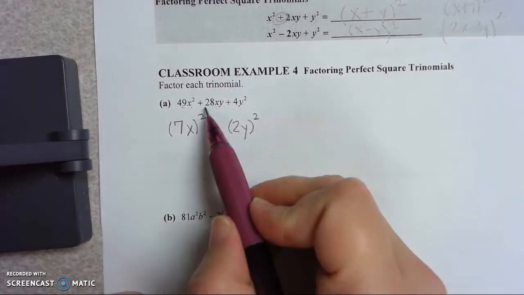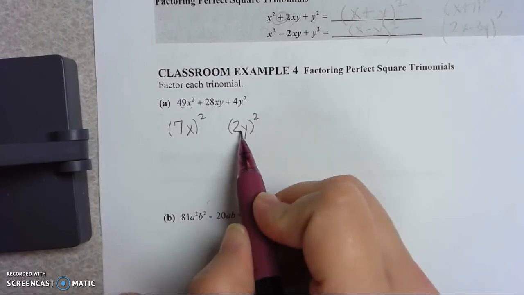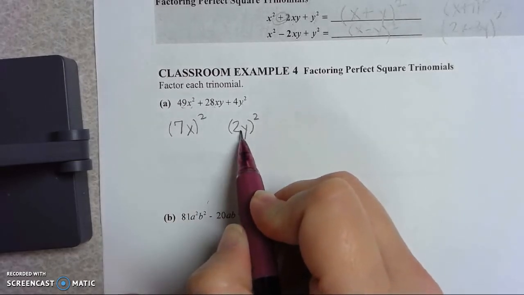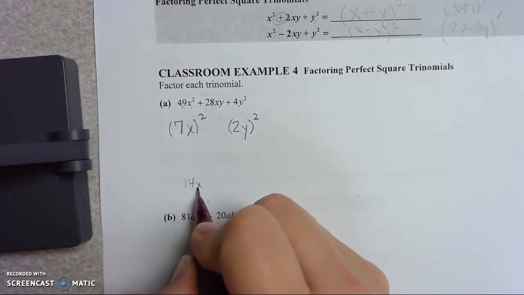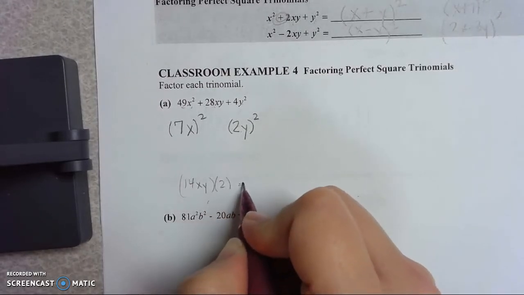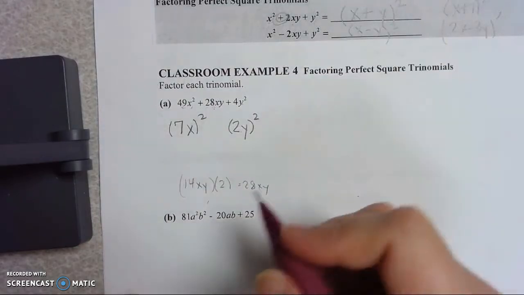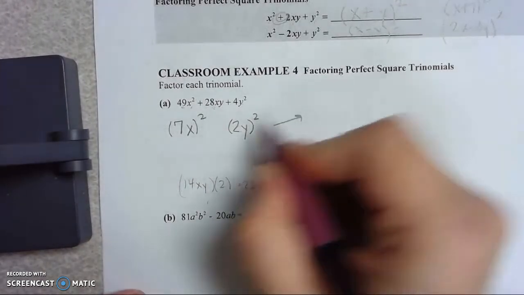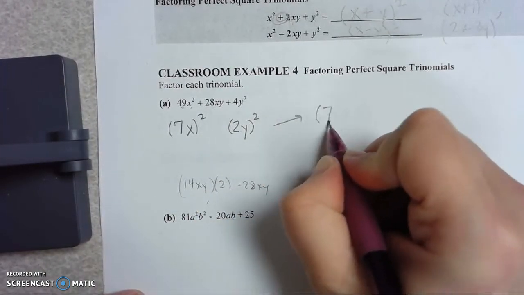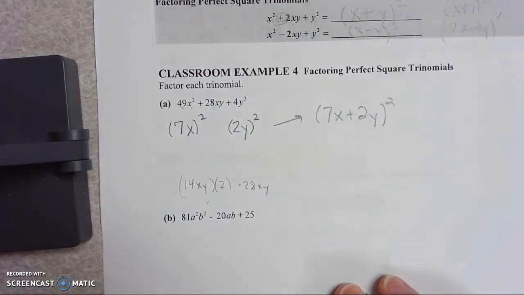Now I just need to verify that I can get the middle term from them. So I'm going to say 7x times 2y, that's 14xy. And then if I multiply that by 2, I get 28xy, which is my middle term. So this in factored form is going to be 7x plus 2y squared.